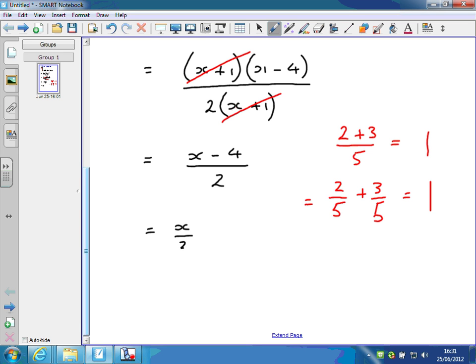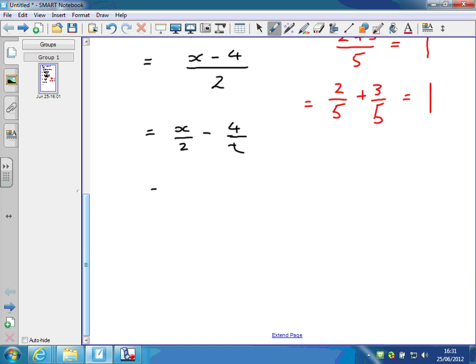x over 2 minus 4 over 2. Which equals x over 2, which we can write as a half x, minus 4 over 2 is just 2. So we get a half x minus 2. Which actually is not the answer in the textbook, but we could have written it like that.